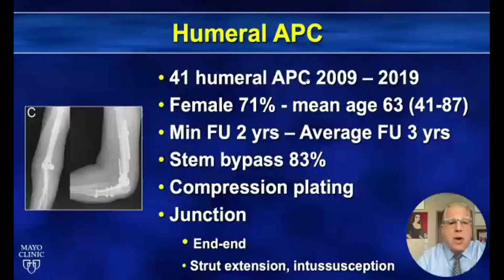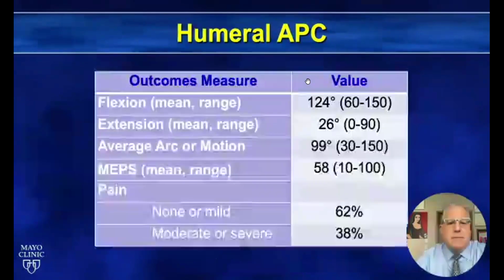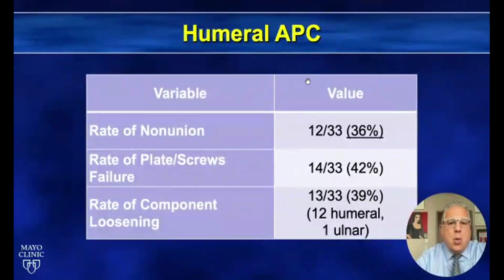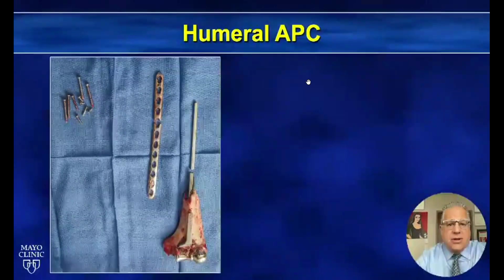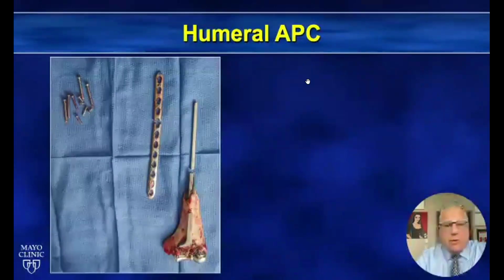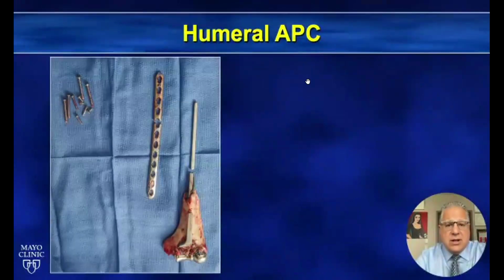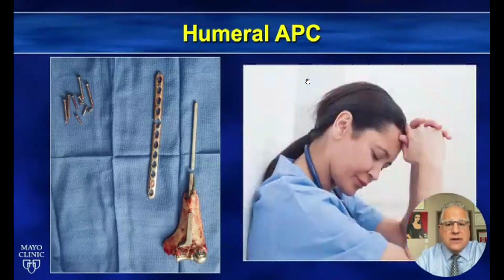A total of 41 elbows all underwent reconstruction with a humeral APC with compression plating. Even though patients did well clinically when the reconstruction worked, we confirmed a 36% rate of non-union. And of course, it's really disheartening for both the patient and the surgeon to spend hours trying to reconstruct the distal humerus with an allograft prosthetic composite, to then witness failure.